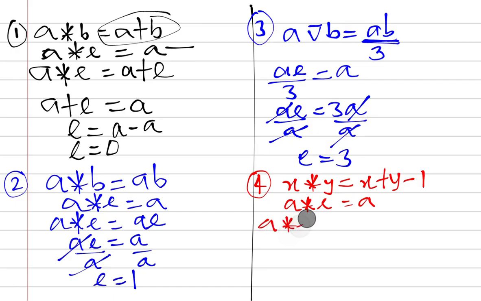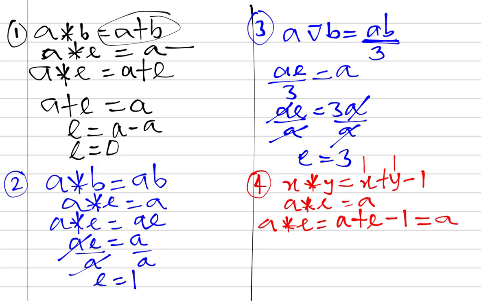Your A star E will be, anywhere you see X here, you put A, anywhere you see Y, you put E. So that will be what? A plus E. Are you seeing that now? Minus 1. Equal to what now? Equal to A. Remember the formula, abi?